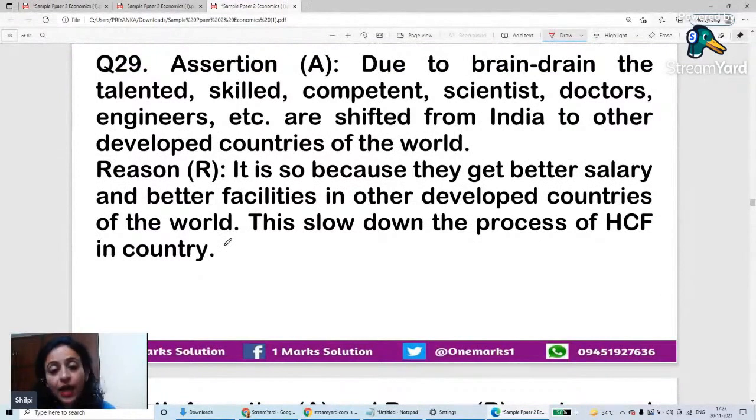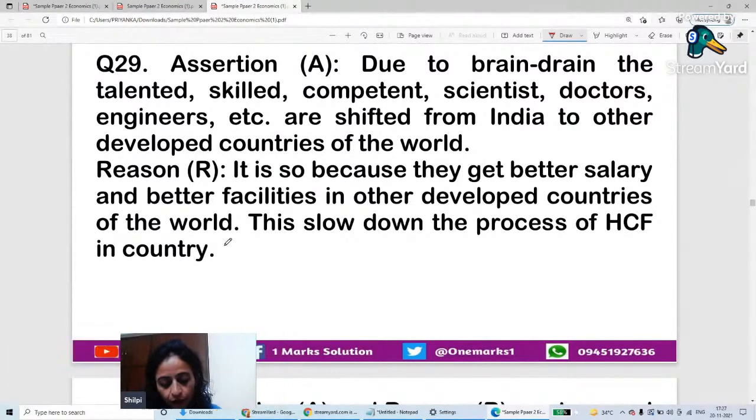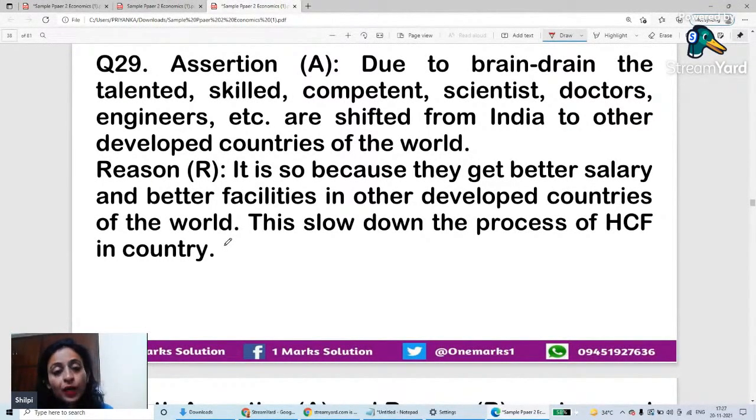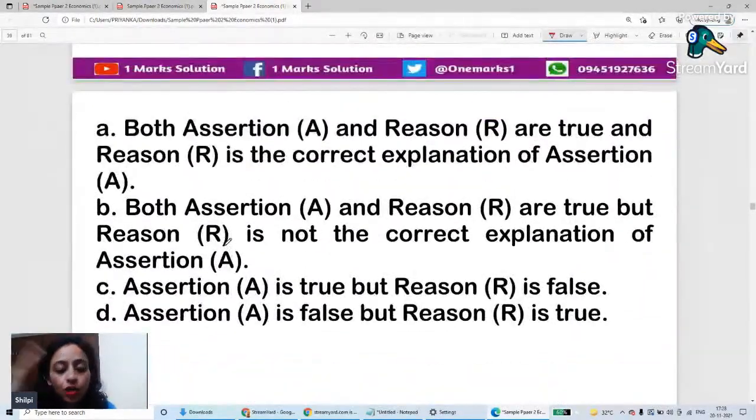Again, question number 29 is an assertion and reason type question. Assertion says due to brain drain, the talented, skilled, competent scientists, doctors, engineers, etc. shifted from India to other developed countries of the world. Yes, this is very true. Due to brain drain, because of the thought process that they will be getting more salaries and more comforts abroad, people do migrate from the country. Reason says it is so because they get better salary and better facilities in other developed countries of the world. This slows down the process of human capital formation in the country. Yes, what is human capital formation? Developing of the skills. So bringing them to the skilled stage, converting them into skilled labor, and then they leave the country because of the better facilities available in foreign countries. This is called brain drain. So both the statements are true and reason is the correct explanation of assertion.